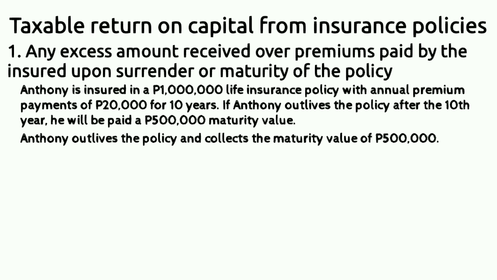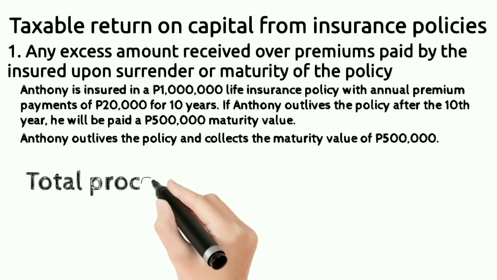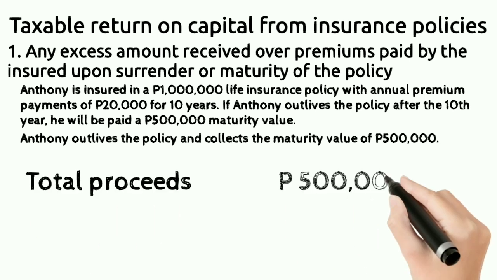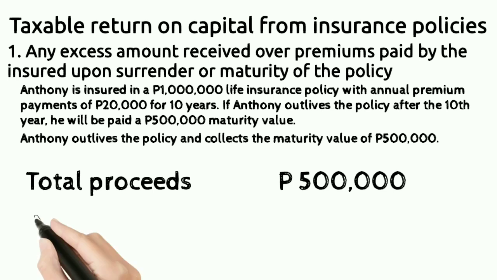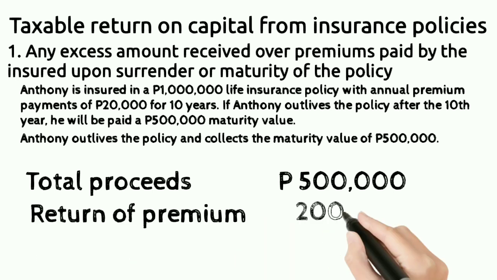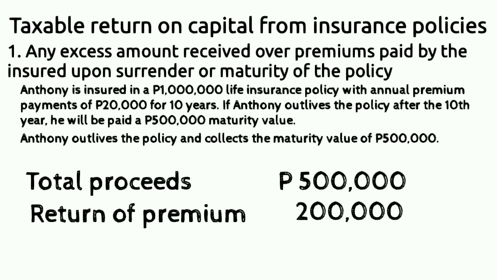What if Anthony outlives the policy after the 10th year at na-collect niya yung maturity value of 500,000? Let's analyze. Total proceeds na matatanggap niya ay 500,000 pesos. Ito yung maturity value. Okay? Yung return of premium is 200,000 pesos. Paano na-compute yun? We have 20,000 pesos na annual premium payments. Imumultiply natin siya sa 10 years. So, 20,000 times 10 years ay 200,000.